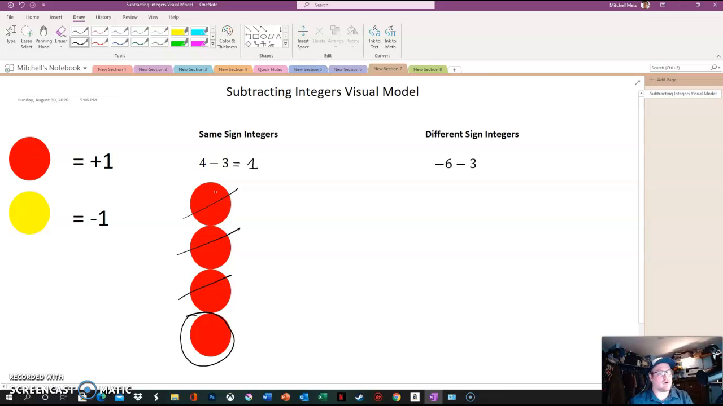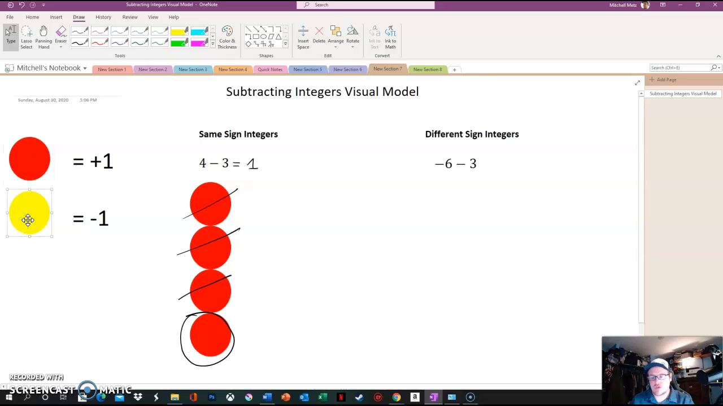Now let's do the trickier one, which is the different sign integers. I'm having trouble myself with this, but I'm going to try to explain it as best as I can. So I'm starting with a negative 6 and I'm subtracting 3. So these are opposite signed integers. I'm starting with a negative number and I'm subtracting a positive 3. So again, we're only going to represent the first number with the amount of circles that it represents, and then the second number you're going to represent with zero pairs. So again, that has to do with their additive inverse. So let me show you.